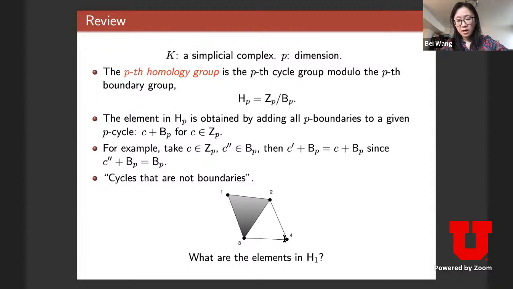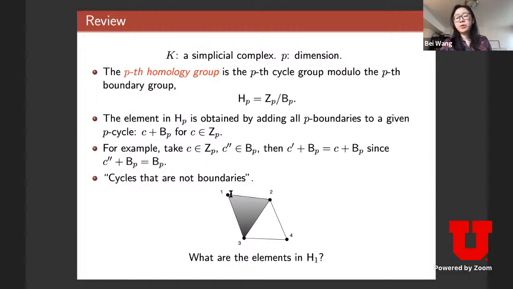It's a one cycle because the boundary is zero, but it's not a one boundary because it's not a boundary of a triangle. So the edge 2,3 plus 2,4 plus 3,4 is in the one-dimensional homology group. However, the other one, 1,2 plus 1,3 plus 2,3, is not in the one-dimensional homology group because, yes, it's a one cycle because if I take the boundary it's empty, but it's also a one boundary because it's a boundary of the triangle 1,2,3. So it's definitely not a homology group.